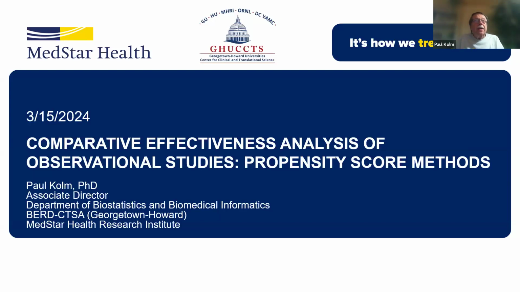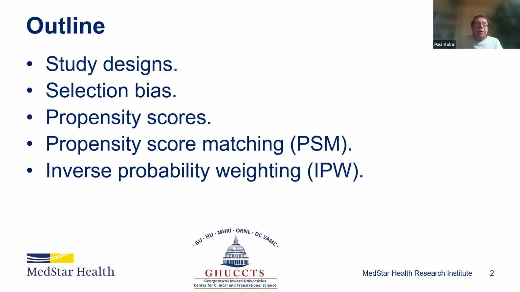Okay, so today our topic is comparative effectiveness of observational studies, and in particular when I talk about propensity score analysis. So I'm going to talk a little bit about study designs and then some of the issues in doing research, particularly looking at selection bias. And then we'll talk about propensity scores and two different methods, propensity score matching, and then inverse probability weighting.